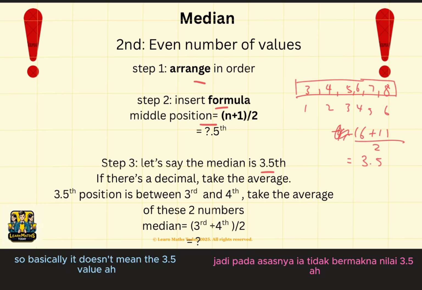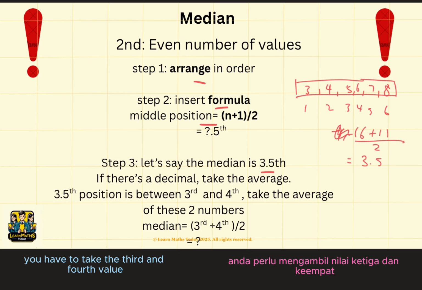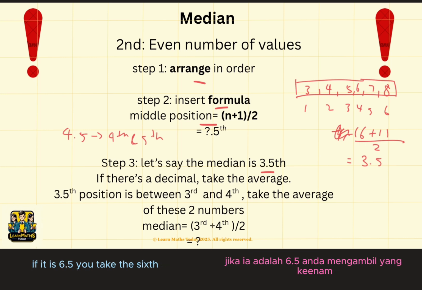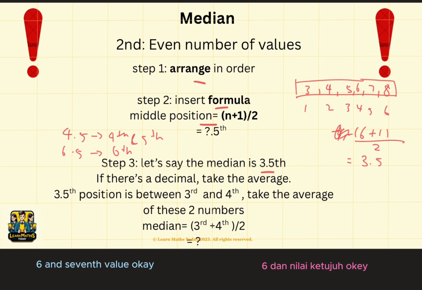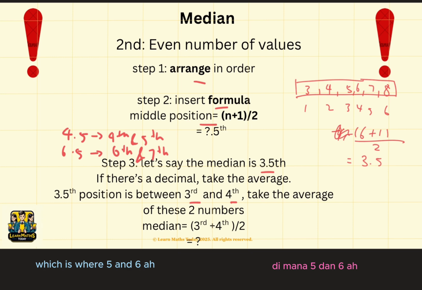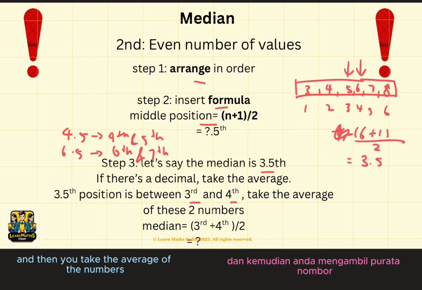So basically, it doesn't mean the 3.5th value. It just means you have to take the third and fourth values. So again, if it's 4.5, you take the fourth and fifth values. If it is 6.5, you take the sixth and seventh values. In this case, you take the third and fourth values, which are 5 and 6. Then you take the average of the numbers.